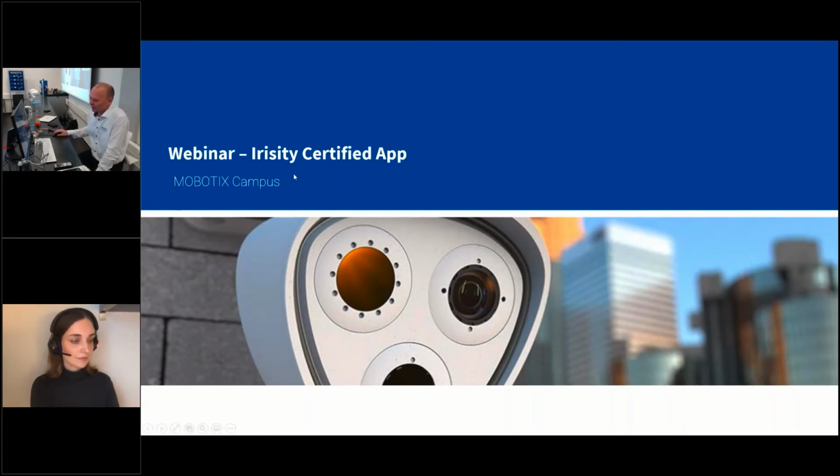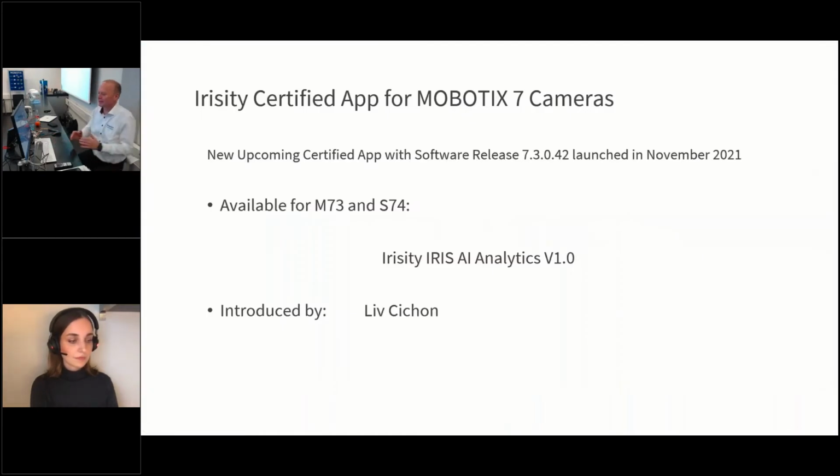Some information about the app, what we have currently launched, or the latest apps. These apps are, of course, for the MOBOTIX 7 series cameras. And the app we will see today is coming with the latest software release, 73042. It was launched in November 21, and it's currently available on our beta server. Please go to our beta server. You can reach it over beta.mobotix.com. There you will find the MOBOTIX 7 camera software and the app package. This app package you need to download next to the camera software. And if you open this, what I will show you in a few minutes also live, then you can see and activate the Irisity app, so that you can also have your tests with it.